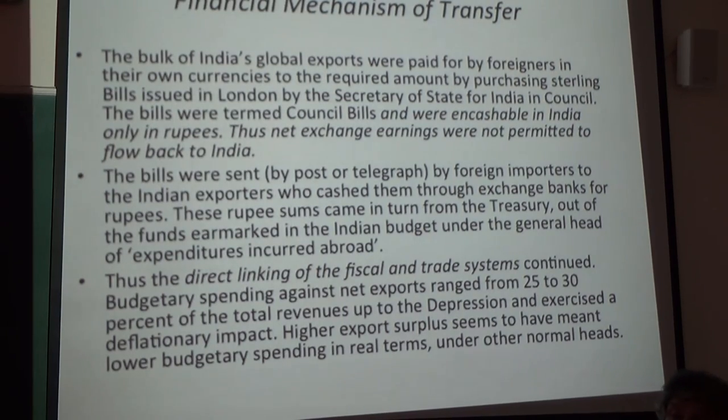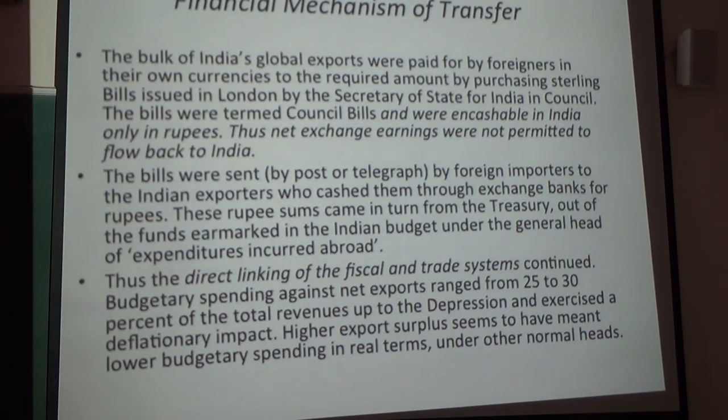And these bills, however, when they were sent to India, were encashable only in rupees. And the rupees in turn came out of the budget. That is, the Indian exporters would take the council bill and encash and get their rupees from the exchange banks. Exchange banks in turn would submit it to the treasury, and the treasury in turn would provide the sums which were notified in the Indian budget as expenditure incurred abroad.